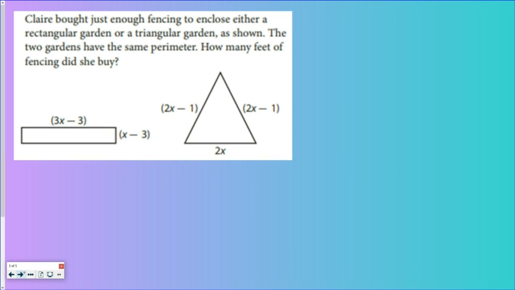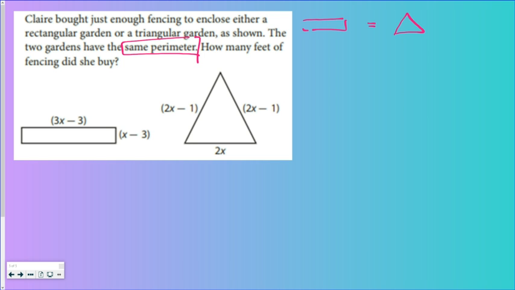And then our last example for today. Claire bought just enough fencing to enclose either a rectangular garden or a triangular garden as shown. The two gardens have the same perimeter. How many feet of fencing did she buy? So let's start by finding what we're comparing. So we know she can only have the rectangle or the triangle, but we know the two gardens have the same perimeter. That means the perimeter of the rectangle is equal to the perimeter of the triangle.